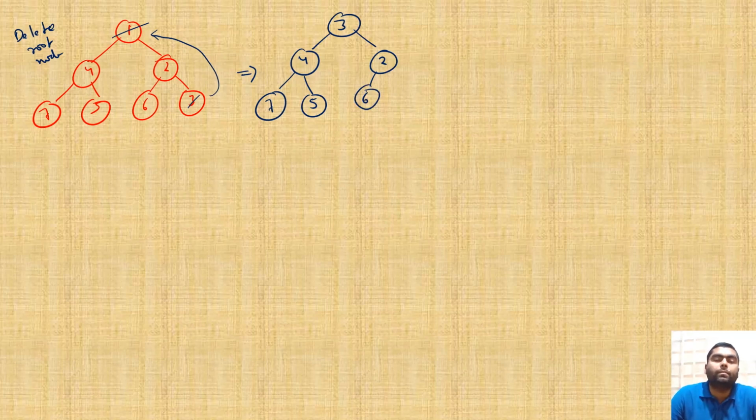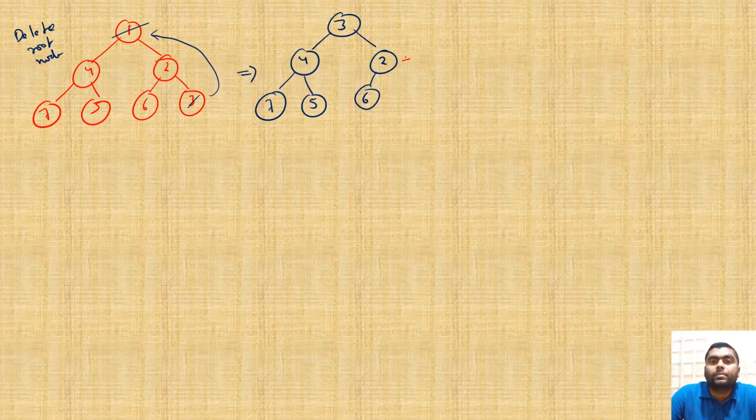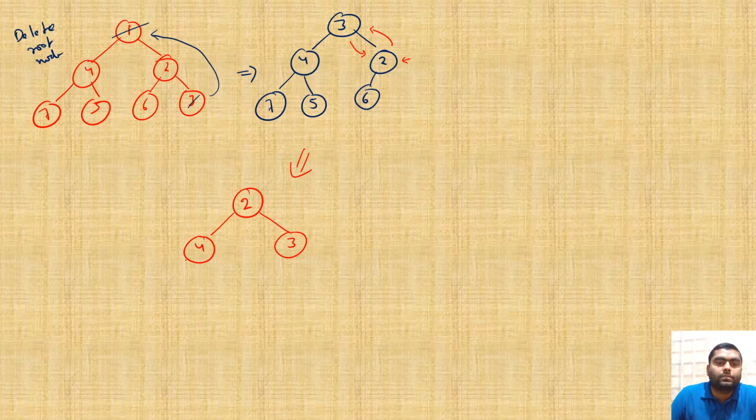Now is it a min heap? So just check whether it is following the min heap property or not. So it is not a min heap, because this node has the minimum value. So this must be on the top. So the problem is here. So just swap one value, then finally you will get what? 2 at the root, on the left side it is 4, and on the right side it is 3, and 7, 5 and 6.